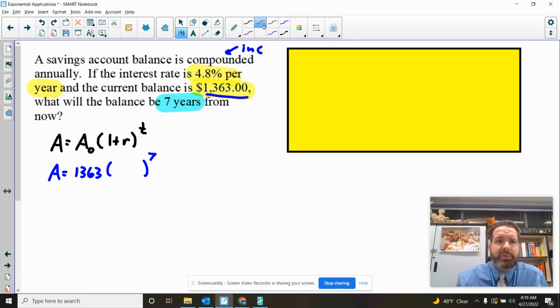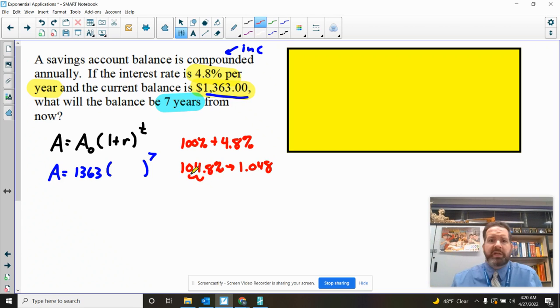All right, now let's talk about the multiplier. So we've got 100% to start with. Always start with 100%. We are increasing, so a plus by 4.8%. So put that together, I've got 104.8%, which as a decimal would be 1.048. Always move that decimal back 2 spots to turn it into the multiplier.